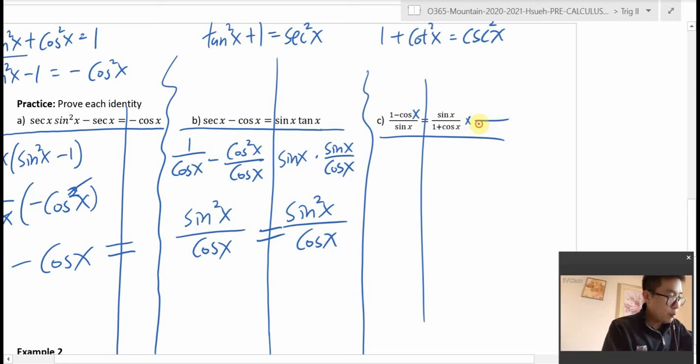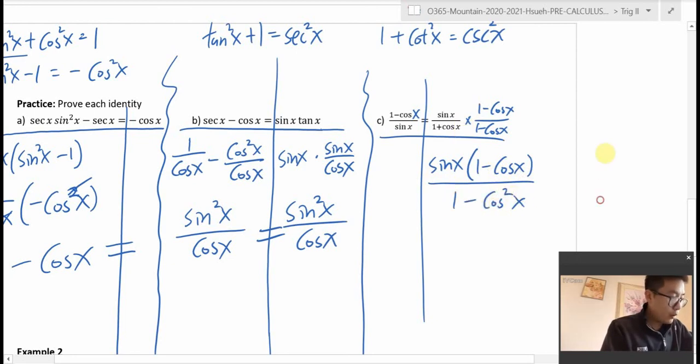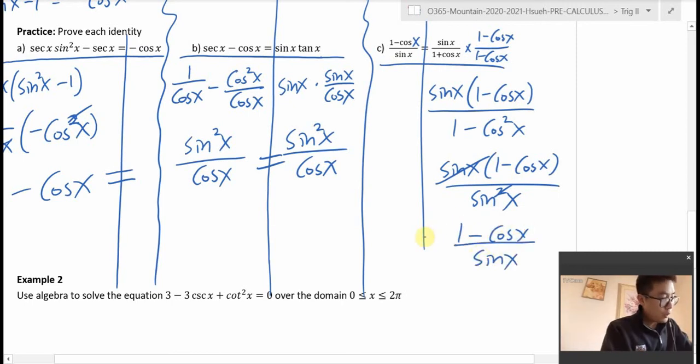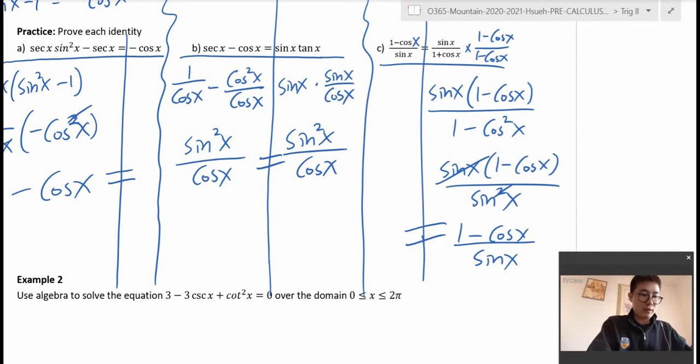So here I'm going to multiply this by 1 minus cosine and 1 minus cosine here. So you should end up with sine x times 1 minus cosine divided by 1 minus cosine squared, which is going to give us sine x times 1 minus cosine divided by sine squared x. Now you can cancel the sine x, so you end up with 1 minus cosine divided by sine x, and now you have the same expressions on both left and right. Okay, so that's the proof. Again, it just takes time to practice, that's all, right?